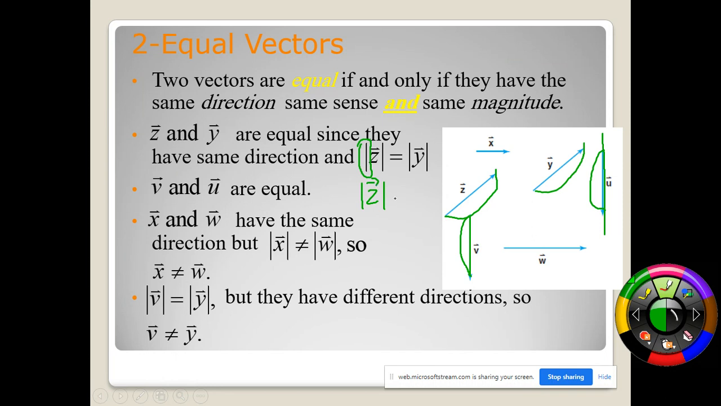Okay, magnitude, length. So they have the same measure. If I take the rule, they don't have the same direction, the same sense, so they are not equal. They just have the same measure, but not the same direction and the same sense. So for vectors to be equal, they must have the same direction. First we look at direction, then sense, then magnitude.